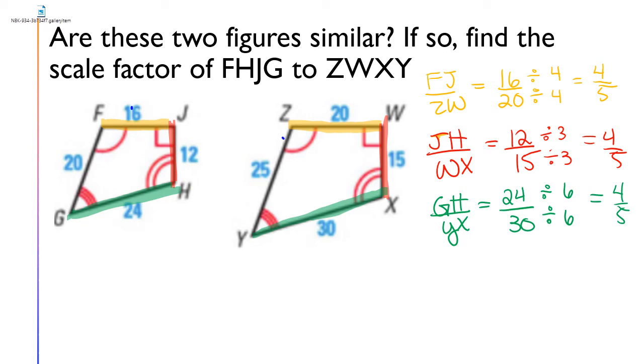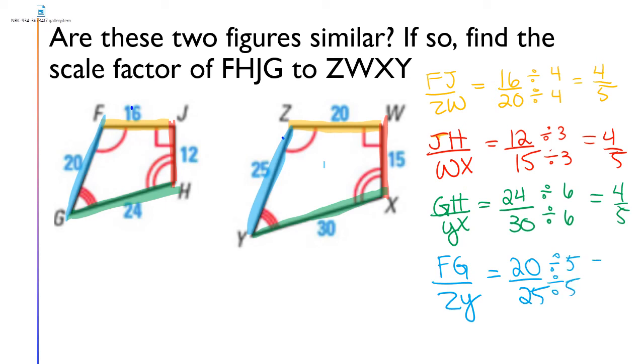We just have to check that last one. So let's look at side FG to side ZY. The greatest common factor between 20 and 25 is 5. So that gives me 4/5. So I got the same ratio each time, which means yes, these sides are proportionate. So yes, the figures are similar.